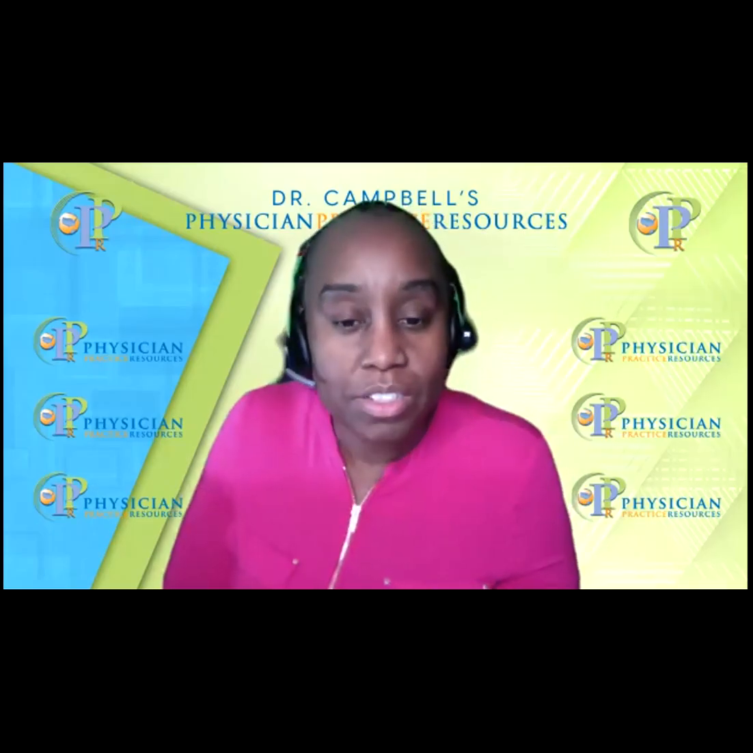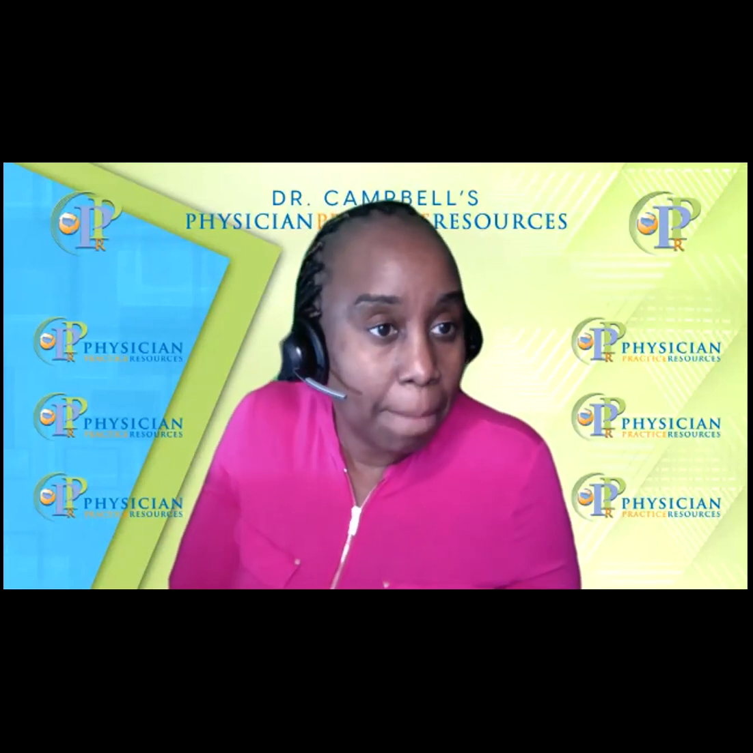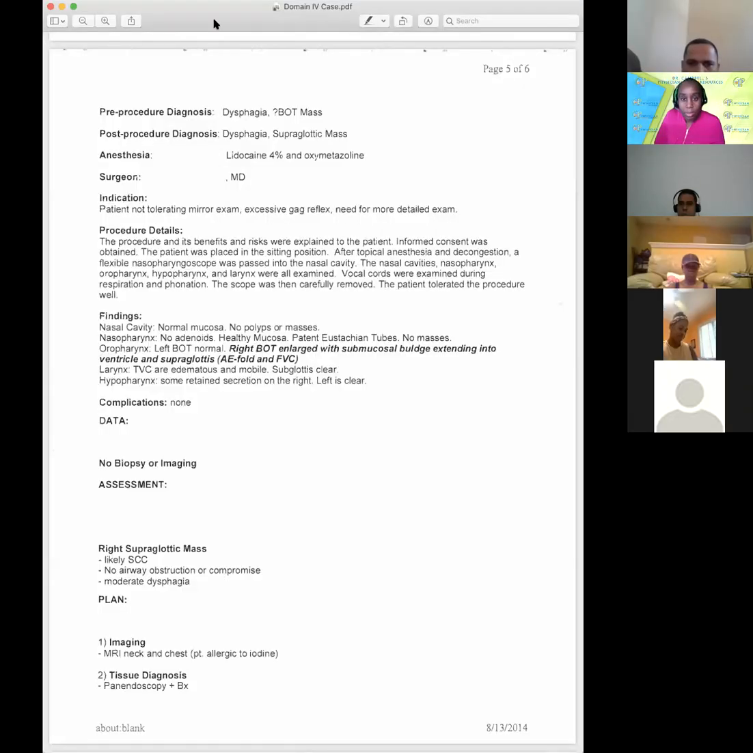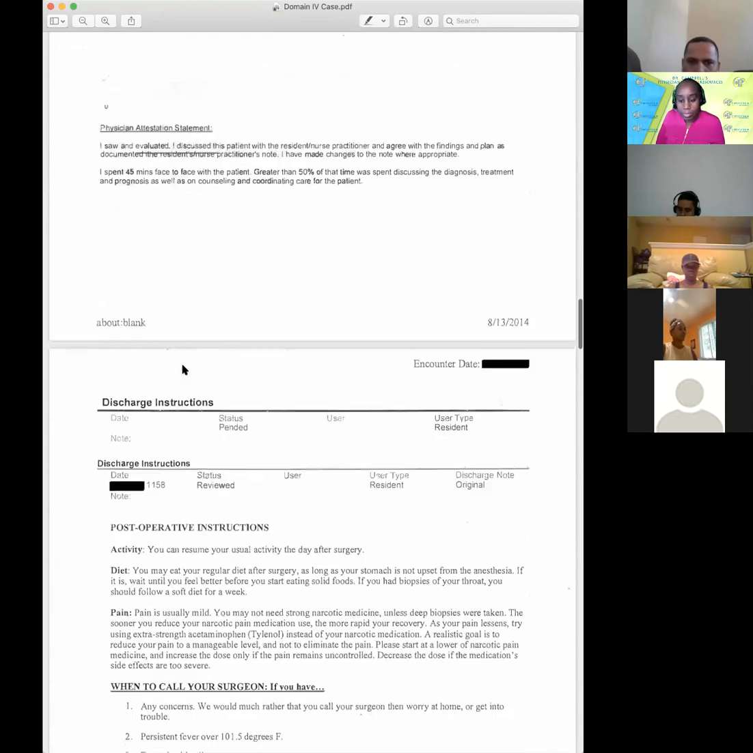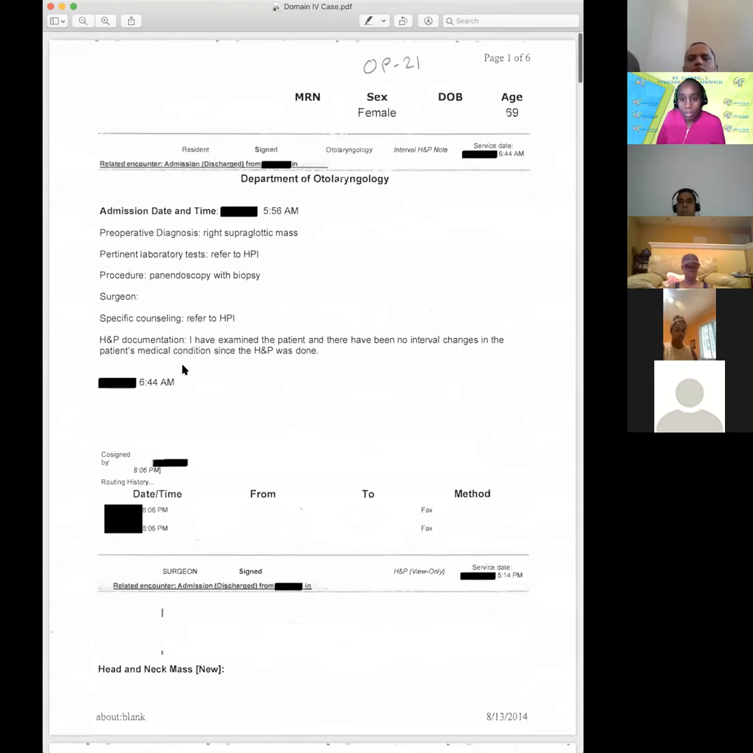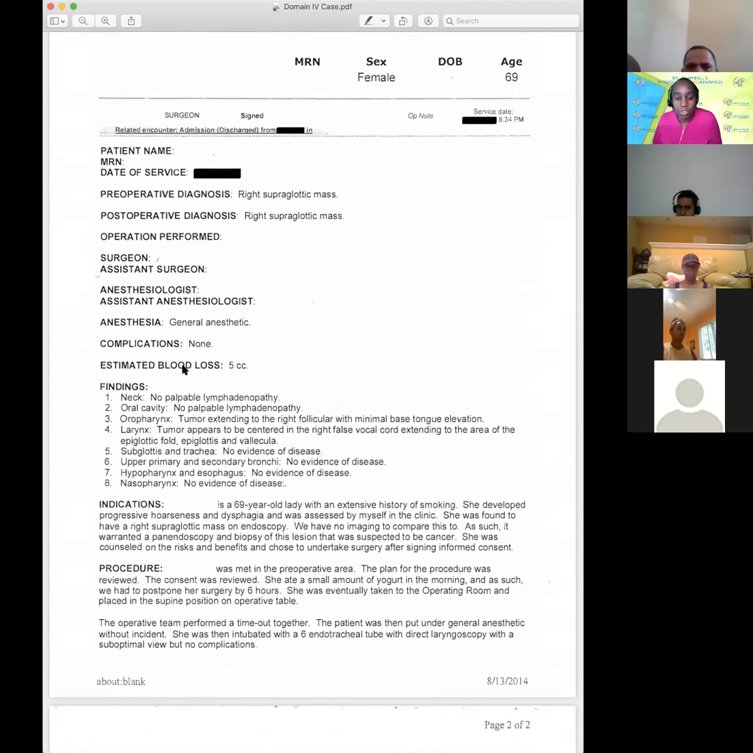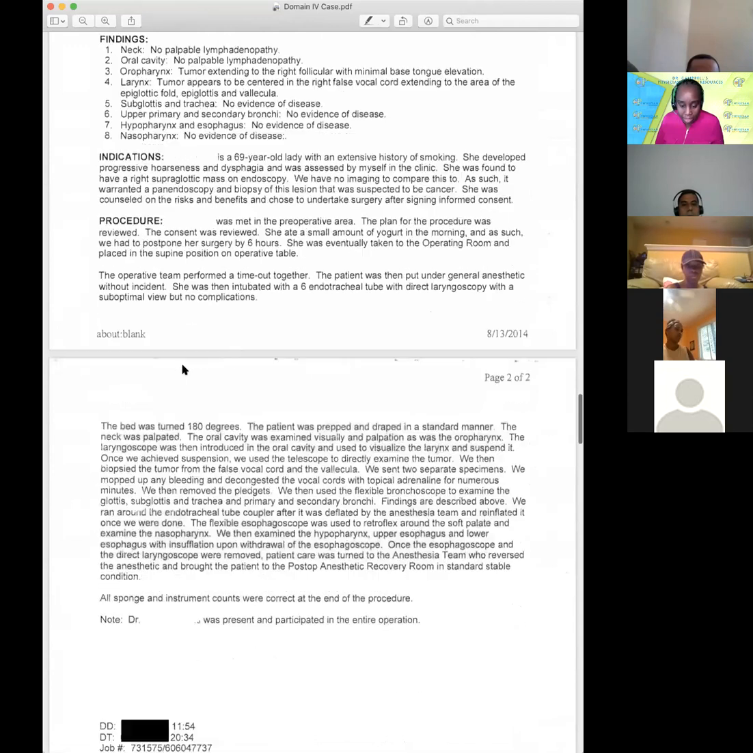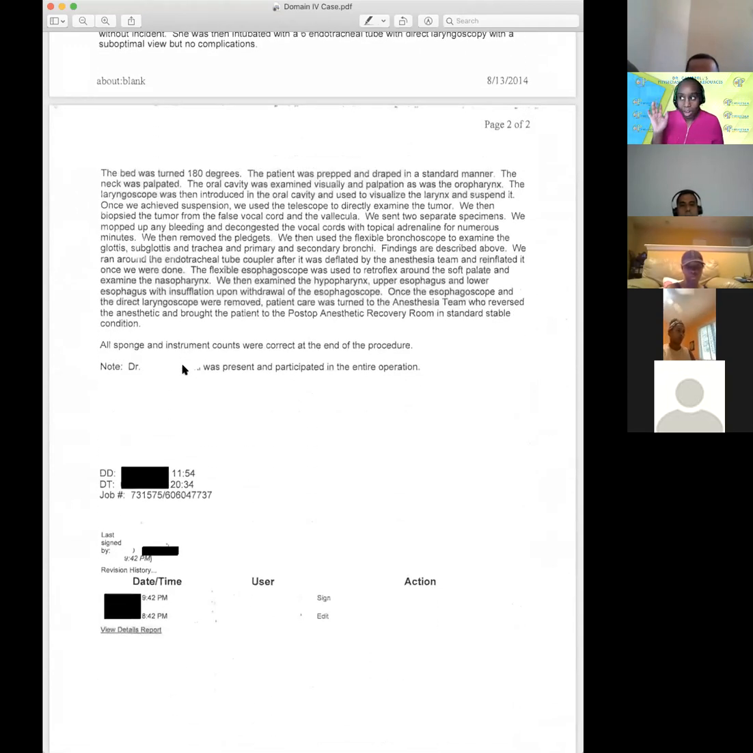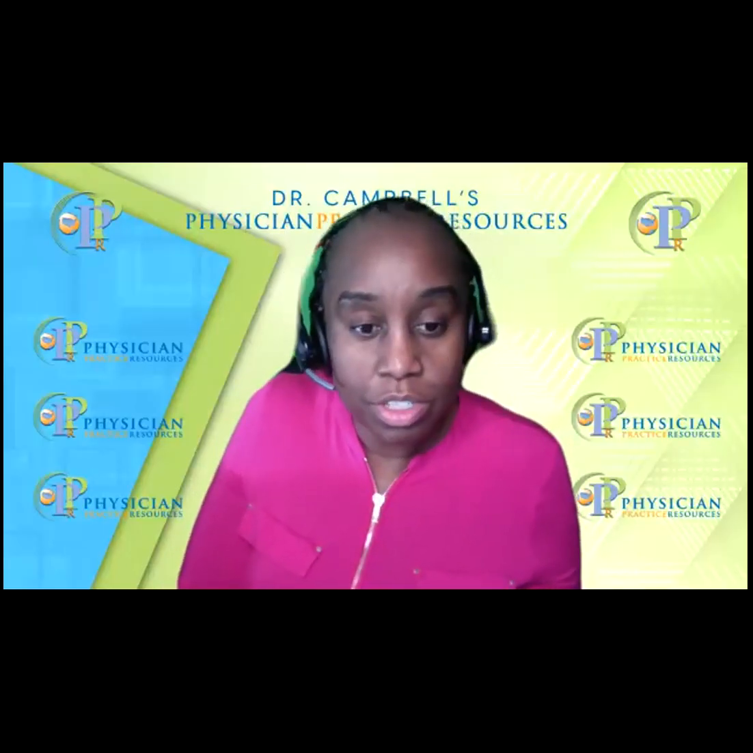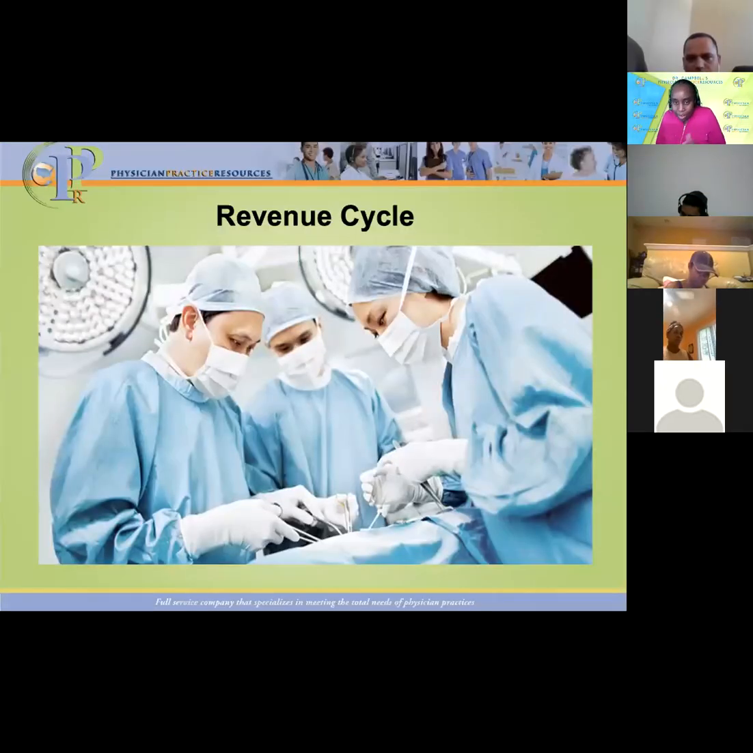Okay, so back to the handout that we have. Here is the actual operative report. The patient has the supraglottic mass, and they tell you what the findings are and the blood loss and all of that. So the operative report is documented. What are the rules regarding the operative report? How soon does it have to be documented? Immediately after the surgery. Okay, so after the surgeon documents, then what happens next as a part of our revenue cycle?